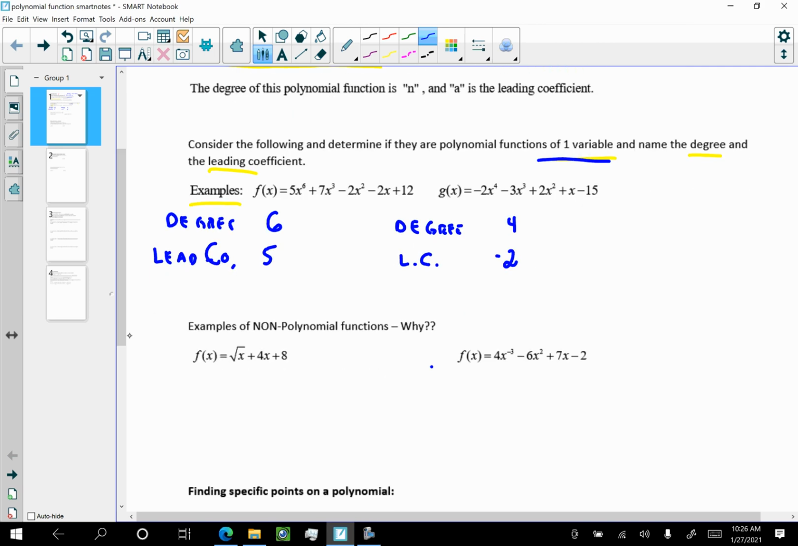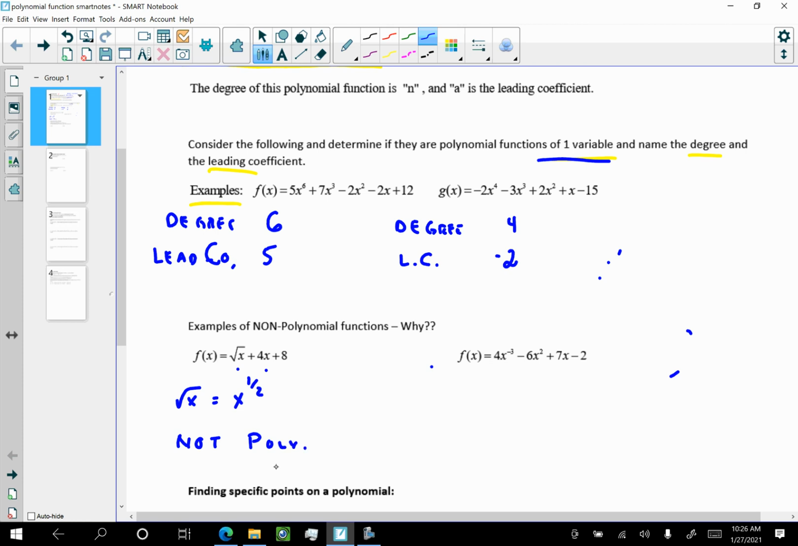Okay, here are examples of non-polynomial functions. Well, wait a minute, it only has x's, that's okay. It has x's, but is it a polynomial? Well, look at this. What is the square root of x? I'm not sure if we've talked about that or not, but that's the same as x to the 1/2. Is 1/2 a whole number? No. So this is not a polynomial.